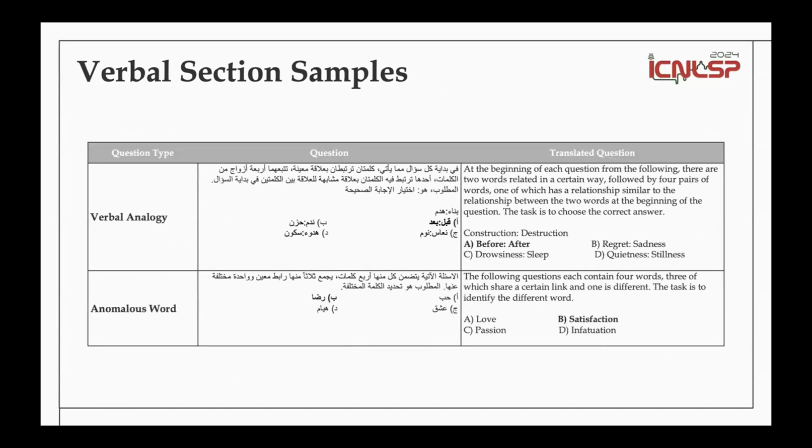For the verbal analogy, we have 2 pairs of words and we need to find the choice that best describes the relationship between these 2 words. And lastly, the anomalous word, as you can see, we need to find the word that doesn't have any relationship with the other choices.